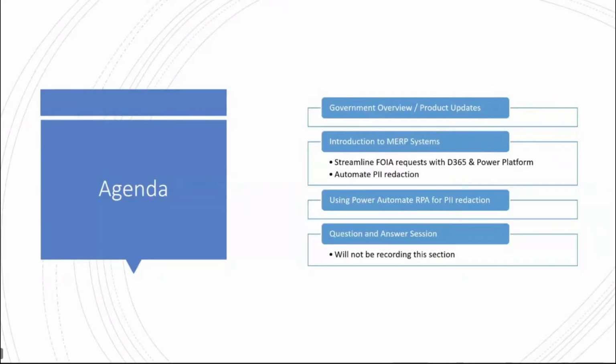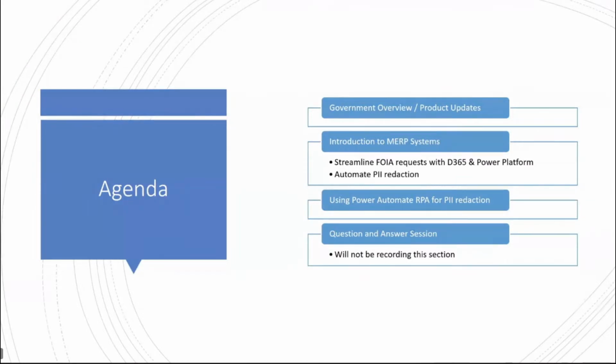In terms of what we're going to be talking about today, this is the setup. First, we're going to be doing a quick overview of what our US government cloud story is specific to the federal market. Then we're going to be talking about some new feature updates specific to GCC, GCC High, and DoD for Dynamics and Power Platform.